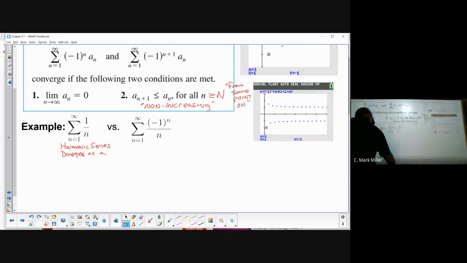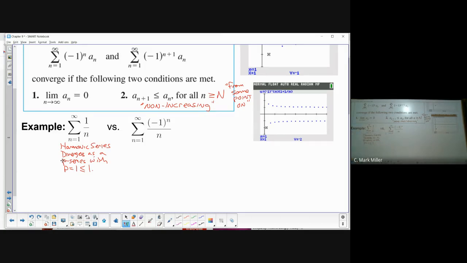As a p-series with p equal 1. And p equal 1 is less than or equal to 1, right? So it diverges. What about this guy?